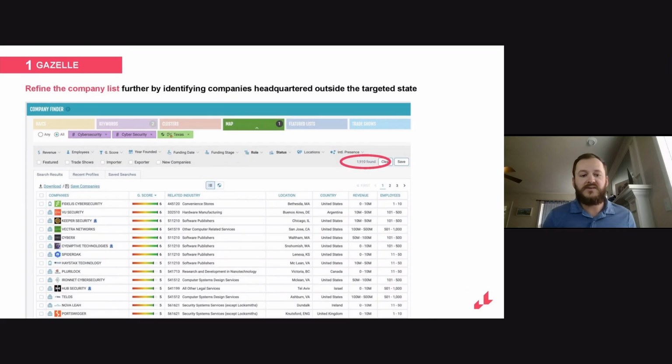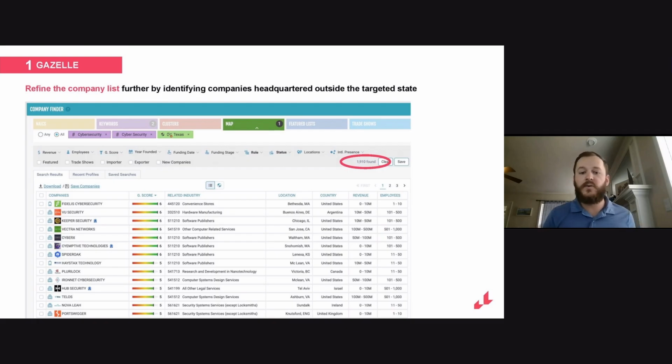We can also start to narrow this down more by region. There's a lot of different ways we can dive into where these companies are. We break out all of their locations, so we can even see where they're headquartered, where their subsidiaries and branches are, different things like that. So that is something that can be very valuable if you're trying to target companies from a specific area.